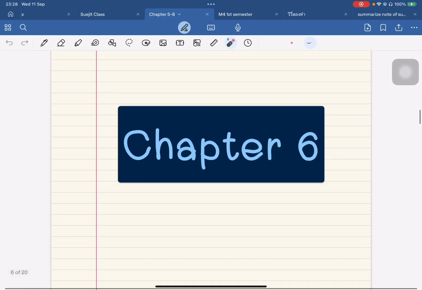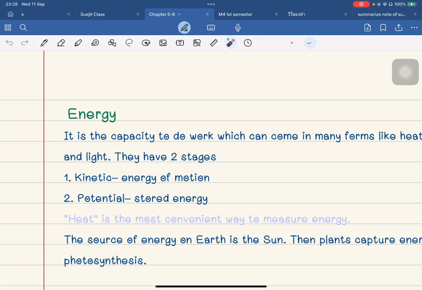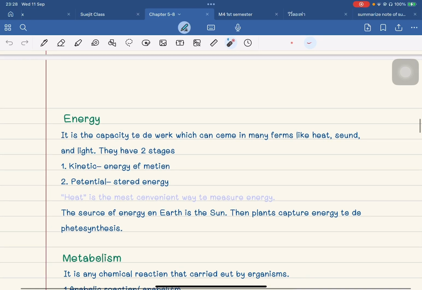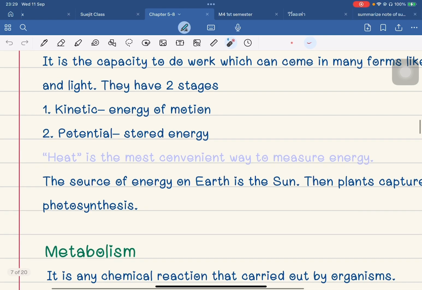Next, chapter 6. We're going to learn about energy and metabolism. Energy is the capacity to do work, which can come in many forms like heat, sound, and light. They have two states. The first one is kinetic, which is the energy of motion, and the second one is potential, which is the state that stores the energy. Heat is the most convenient way to measure energy.